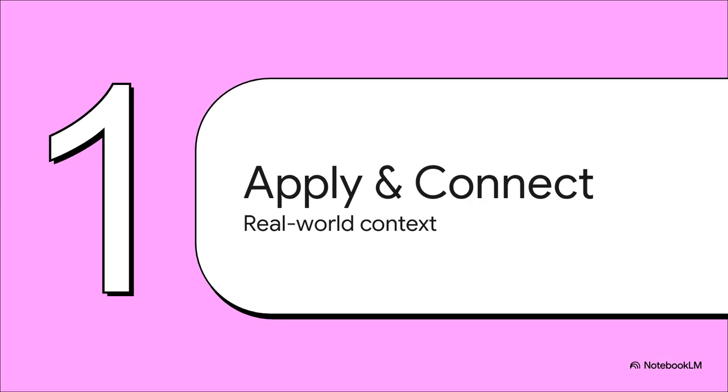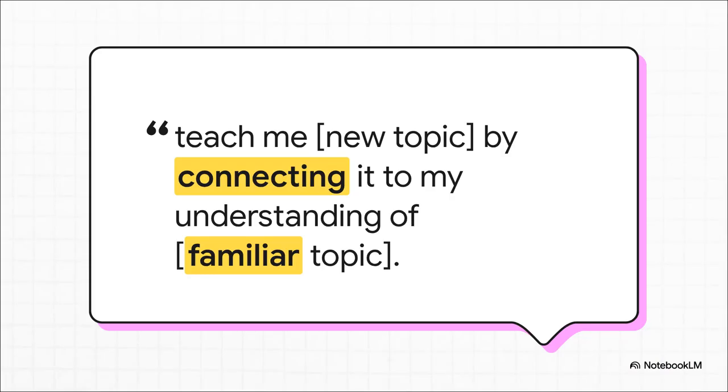All right, Section 1, applying and connecting knowledge. We're moving beyond basic facts to real-world context. Consider this absolute game changer of a prompt. You literally tell the AI, using only the uploaded sources, teach me this new topic by connecting it to my understanding of a familiar topic. Think about that. You are giving the AI a blueprint of your own brain. You ask it to explain similarities, differences, patterns, and mental models. You demand practical examples. You ask it to point out common misconceptions. And most importantly, you tell it to test your understanding with difficult comparison questions.